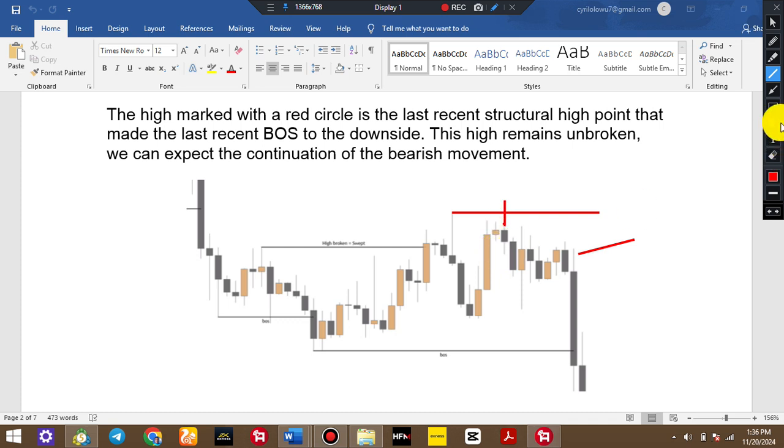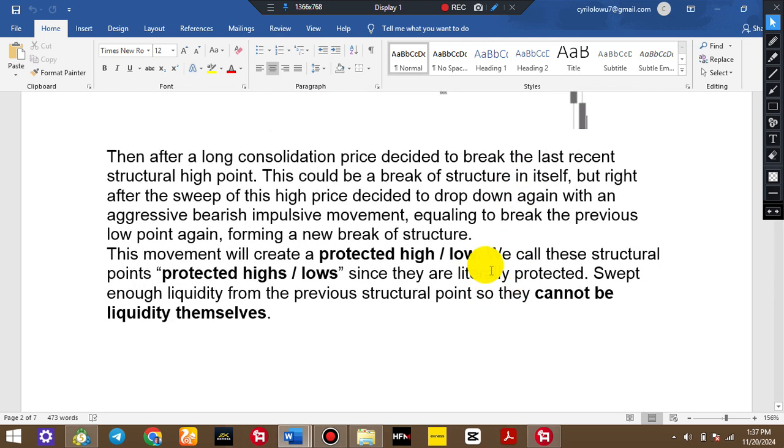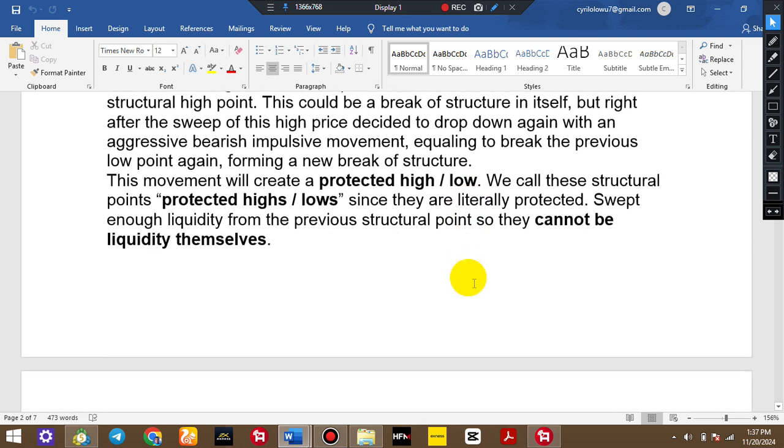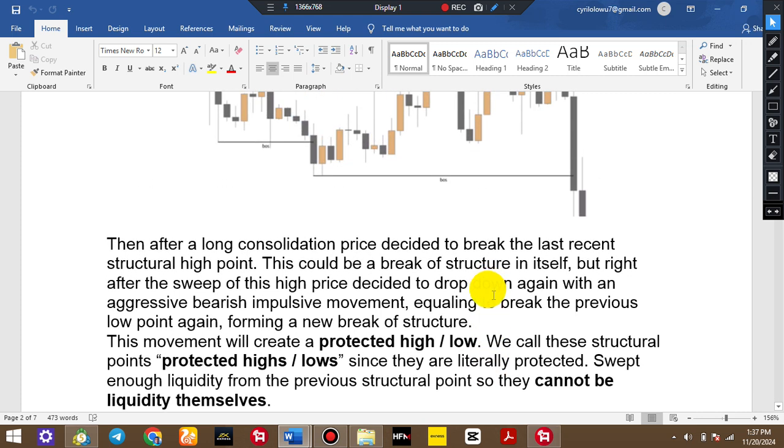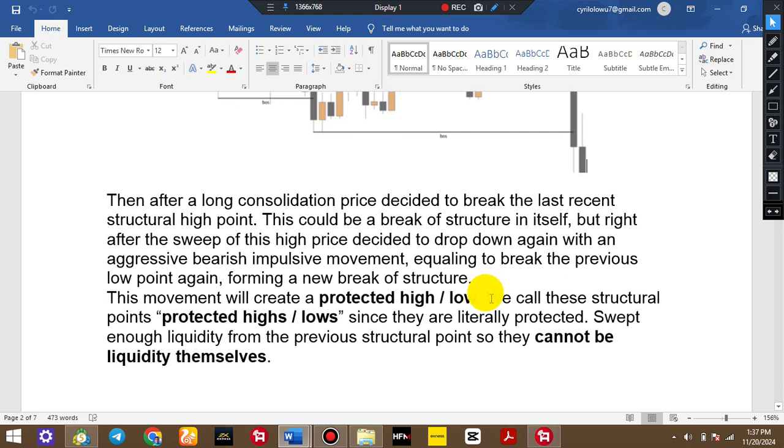So let me continue with the explanation based on the content in front of us. They said that after a long consolidation, price decided to break the last recent structural high point. This could be a break of structure in itself, but right after the sweep of this high, price dropped down again with an aggressive bearish impulsive movement, breaking the previous lower point again and forming a new break of structure.